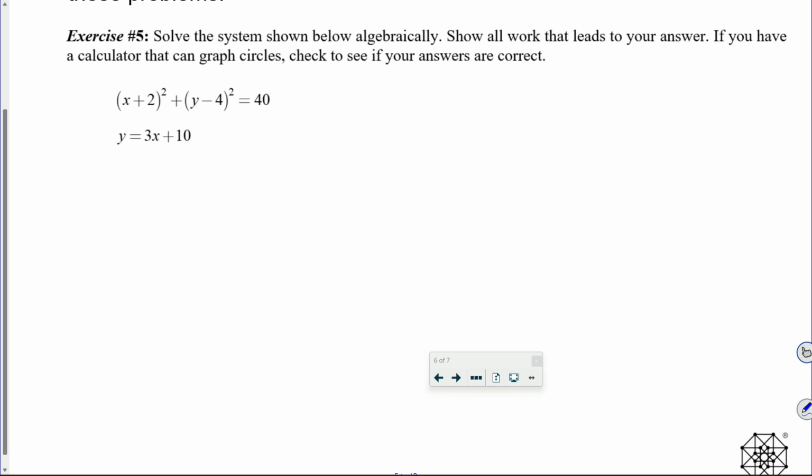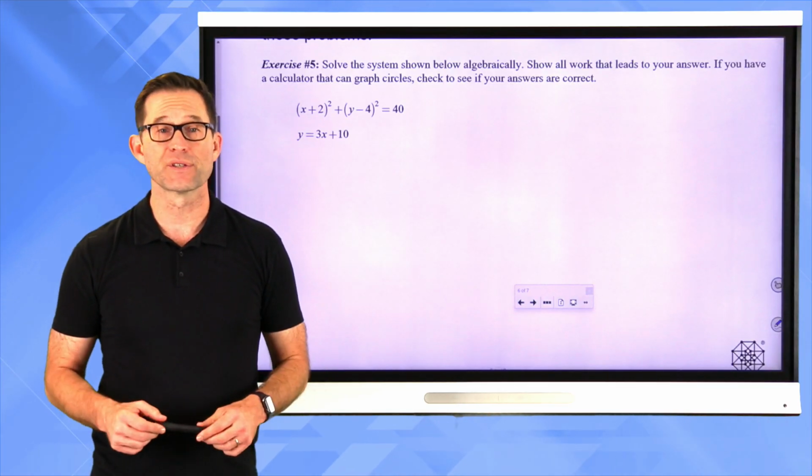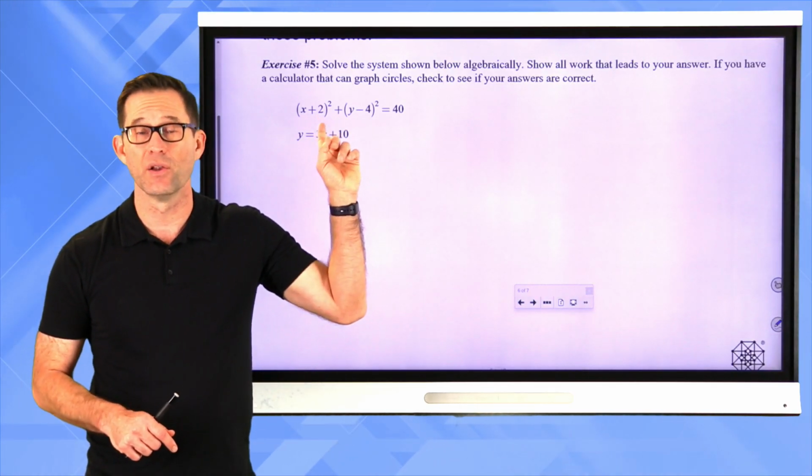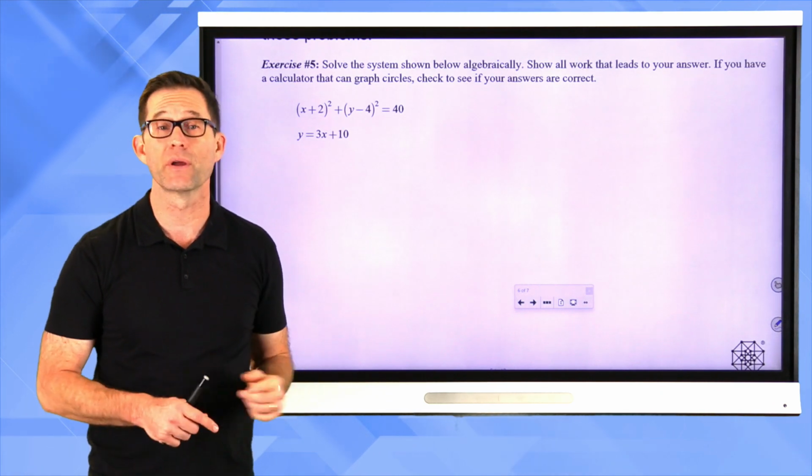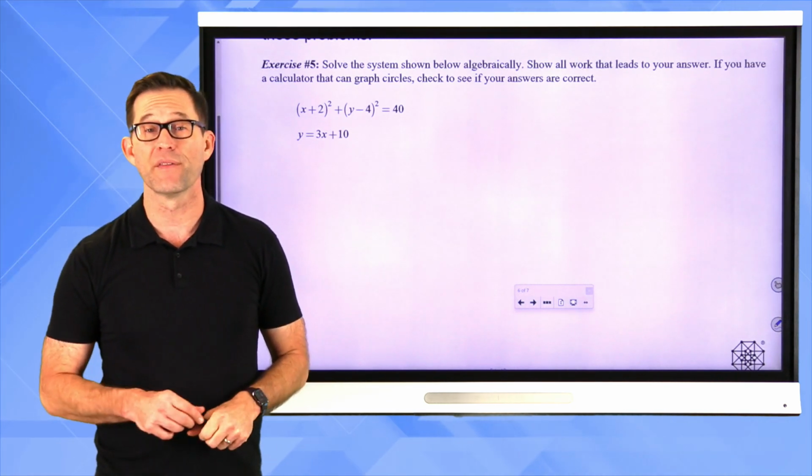Solve the system shown below algebraically. Show all work that leads to your answer. If you have a calculator that can graph circles, check to see if your answers are correct. Not all calculators can graph equations that kind of look like this, but some of them can, including our TI-Nspire, and maybe we'll take a look at that in a second.